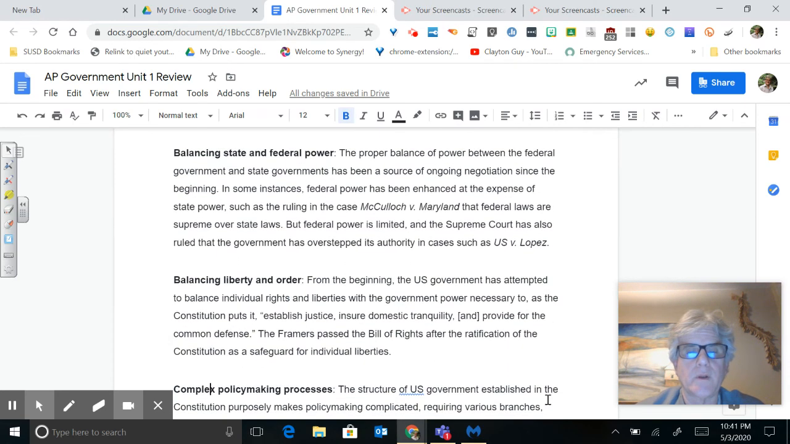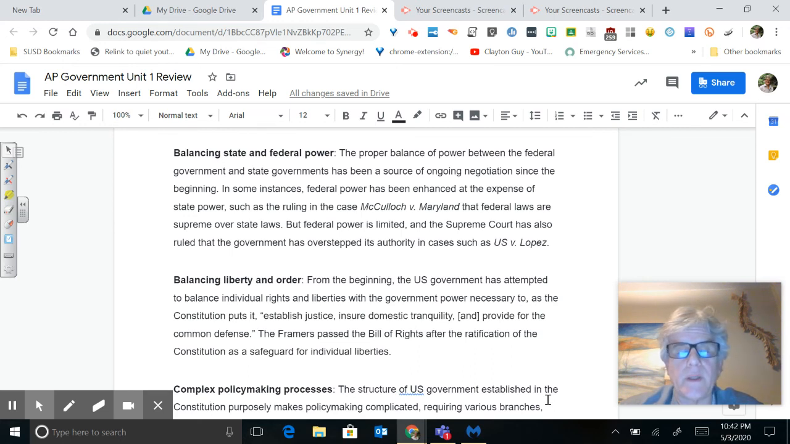Balancing liberty and order. From the beginning, the U.S. government has attempted to balance individual rights and liberties with the government power necessary to, as the Constitution puts it, establish justice, ensure domestic tranquility, and provide for the common defense. The Framers passed the Bill of Rights after the ratification of the Constitution as a safeguard for individual liberties.